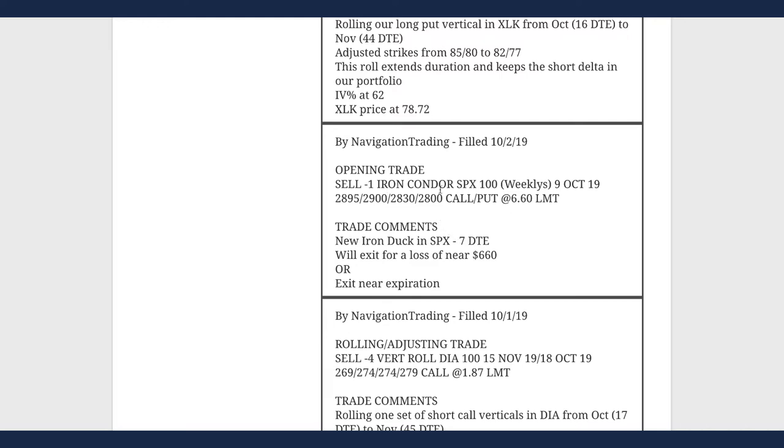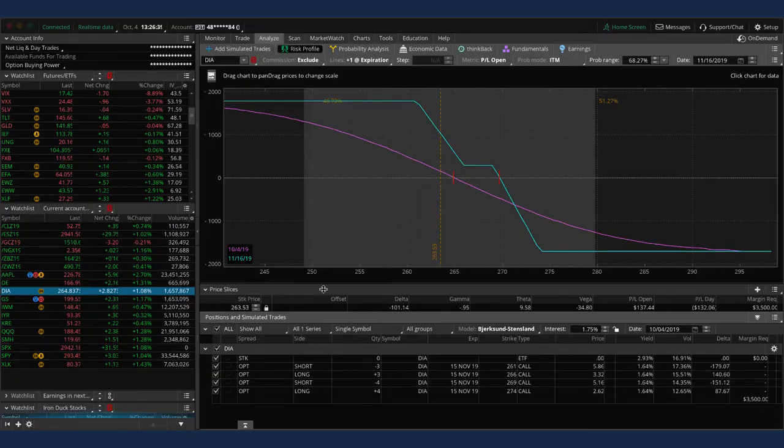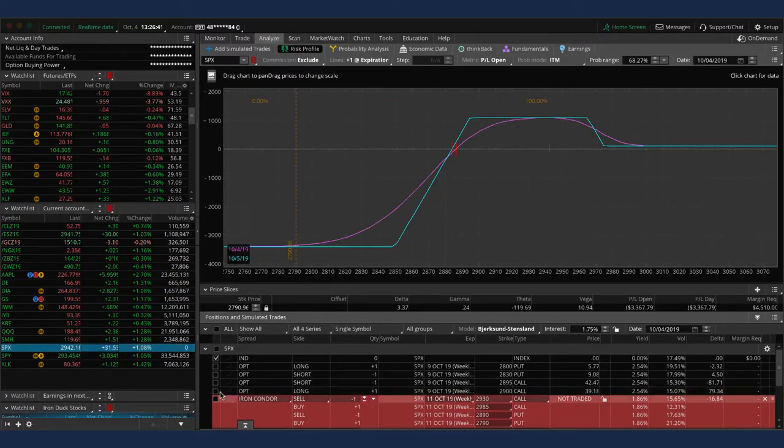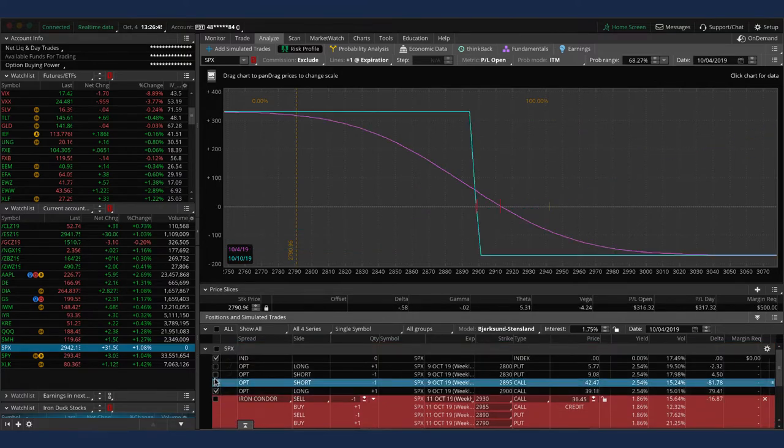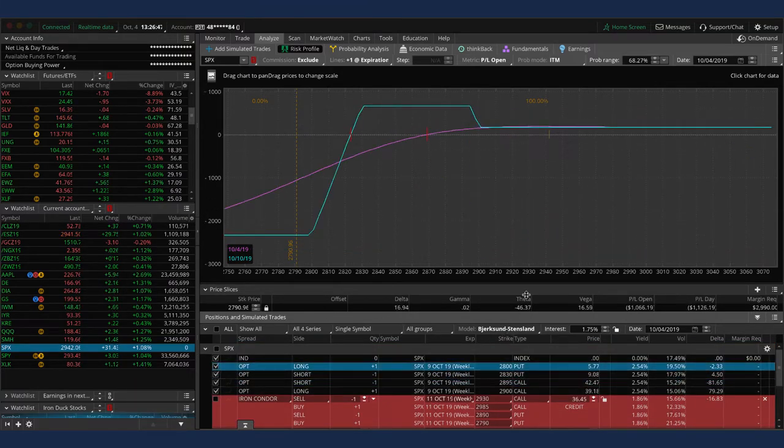Next trade, opening trade in SPX. So we did our first iron duck in SPX. Did this with 7 days to expiration. And so let's take a look at that. Oops, I got some other things checked here. Let's check on the one that we actually have, and that's this one.